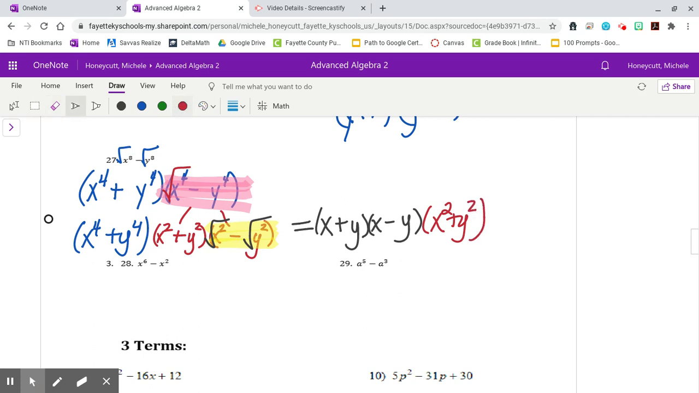And then bring over the x to the 4th plus y to the 4th. All right, so that's what you'll do if you have 2 terms.